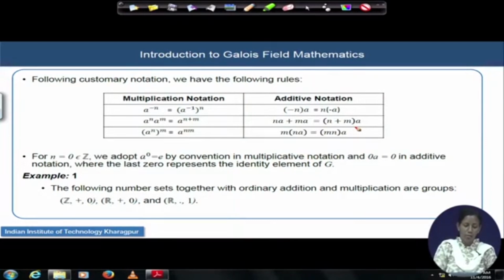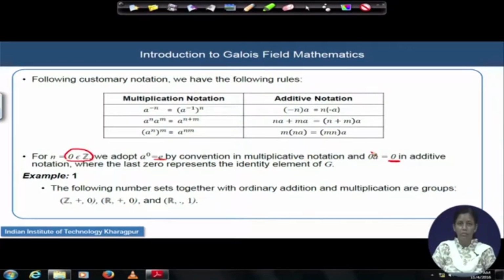For n equal to 0, which belongs to the group of integers, we adopt that A to the power 0 is the identity element by convention in the multiplicative notation, and 0 into A is equal to 0 in the additive notation, where this 0 is the identity element with respect to the additive operation.